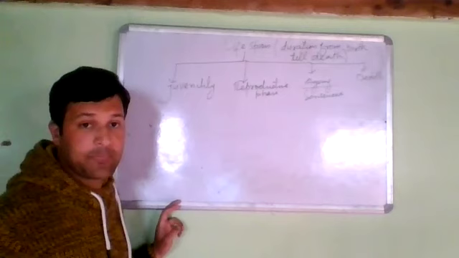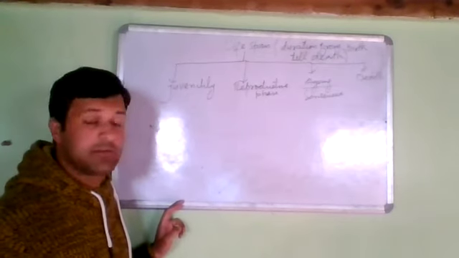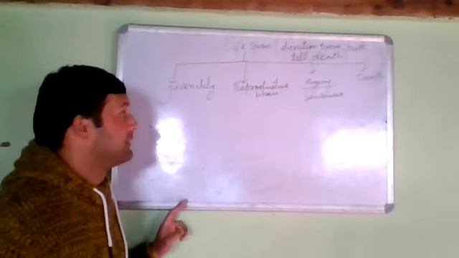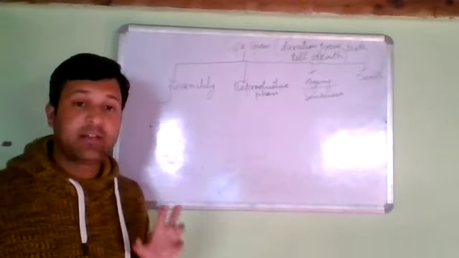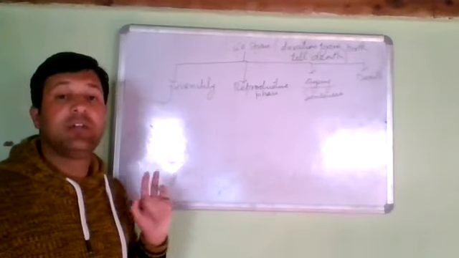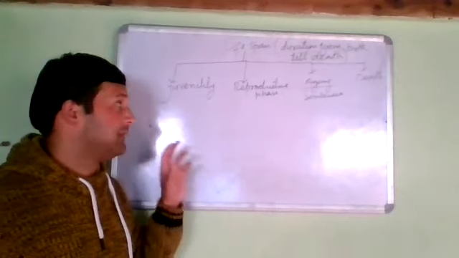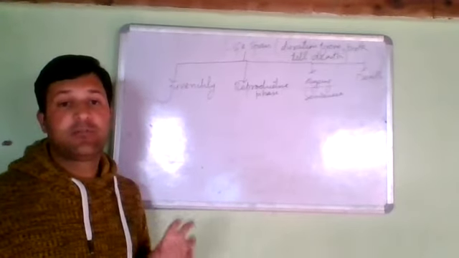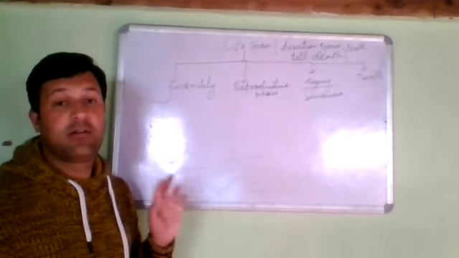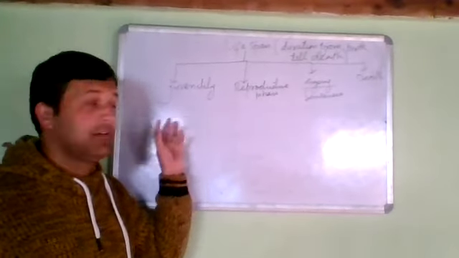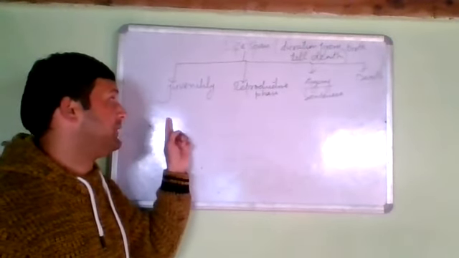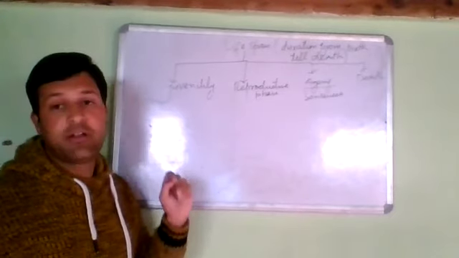The period from birth till sexual maturity of an organism, we call this juvenility. If it is an animal, we call it juvenility, and if it is a plant, we call it the vegetative phase.